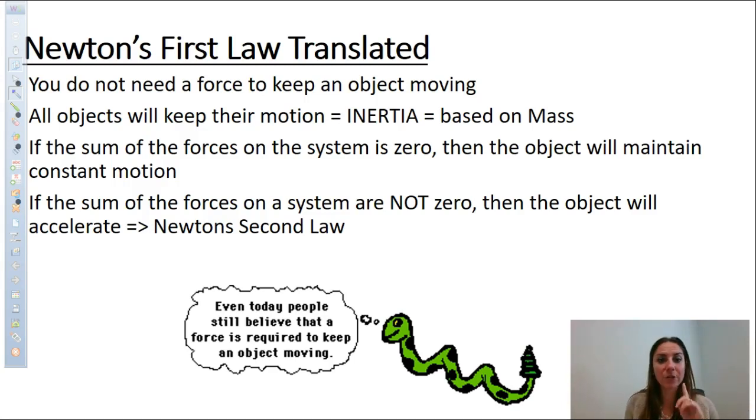However, we do need a force to change an object's motion. So if I want to stop an object, I need a force. If I want to start an object moving, I need a force. And if I want to change the direction of an object, I need a force. All of those are examples of acceleration, right? Slowing down, speeding up, changing direction. All these require a force.